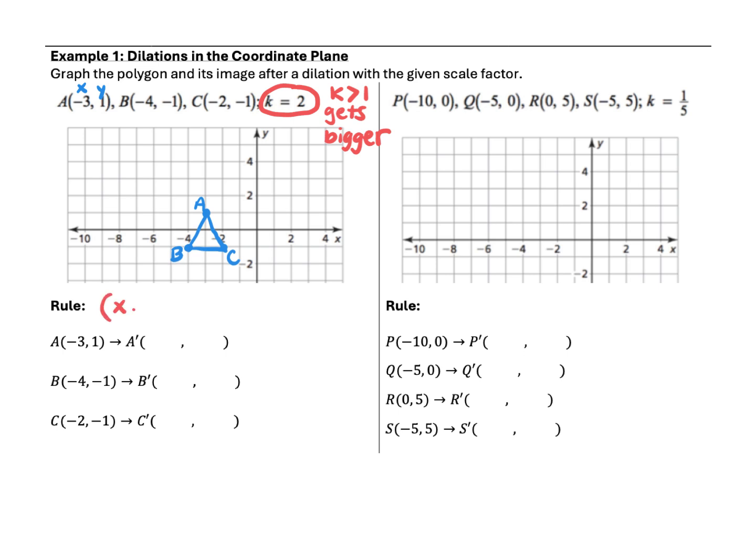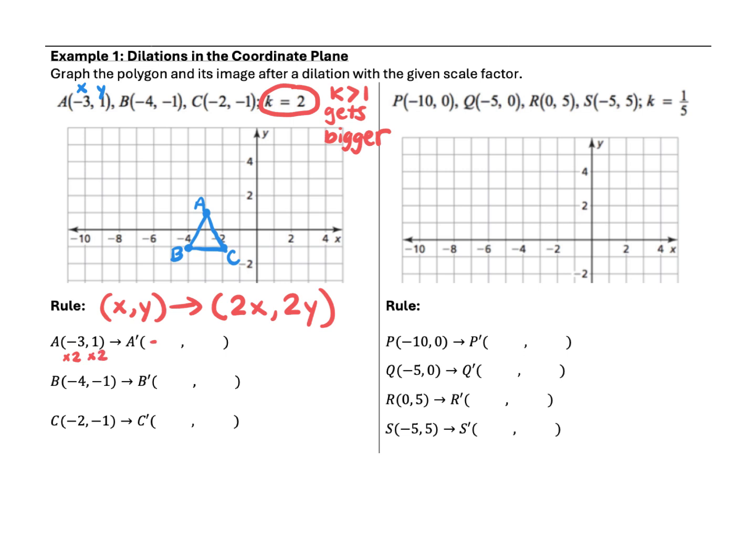The rule is just (x, y) maps to (kx, ky), and my k is 2. So I have (2x, 2y). And now let's actually perform the dilation. For the dilation, we are going to take each of the coordinates and multiply them by 2, so all the x's and all the y's.